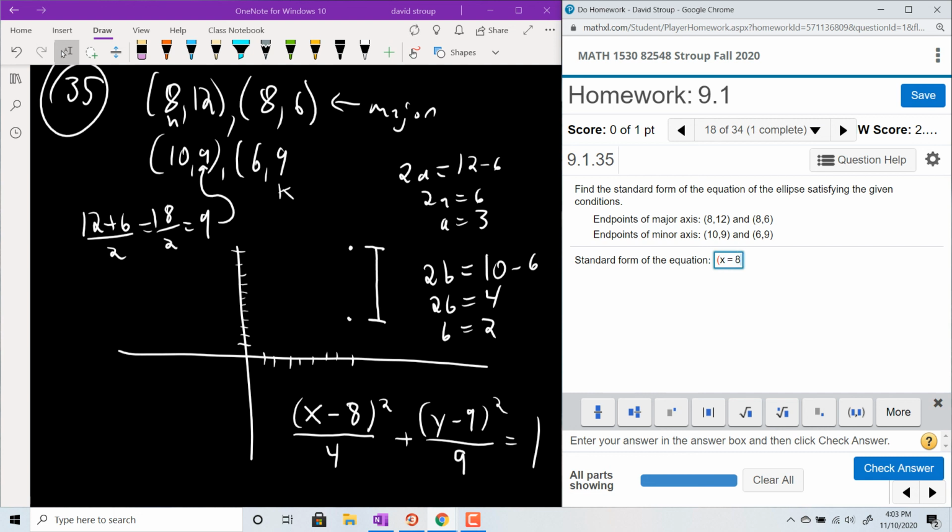x minus 8 squared, oops, minus 8. Someday I'm going to be able to type this in correctly. Squared all over 4 plus our fraction y minus 9 squared all over 9 equals 1.